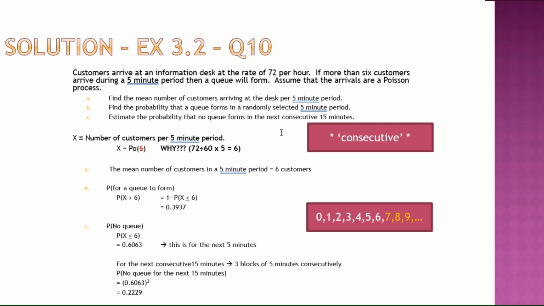Okay, I'm repeating. If the word consecutive is there, you don't need to change lambda. You just raise it to the power of the number of times it repeats. But if the word consecutive is not there, then you have to change the lambda. Understand?